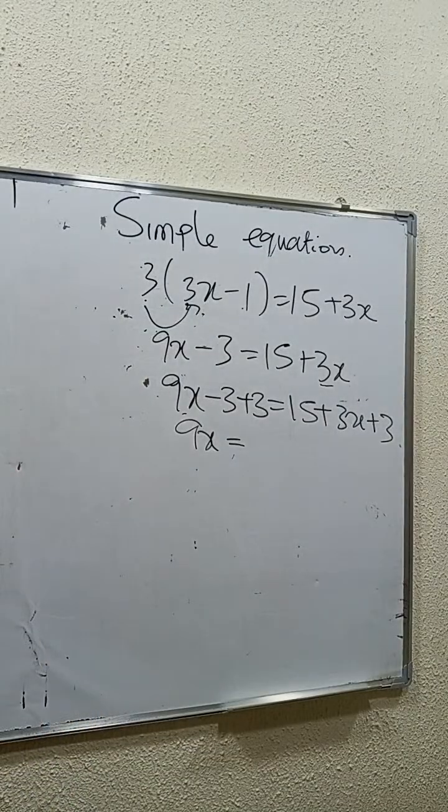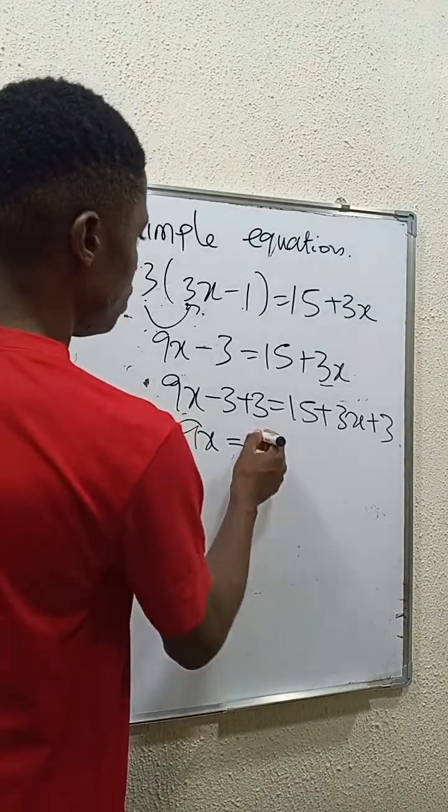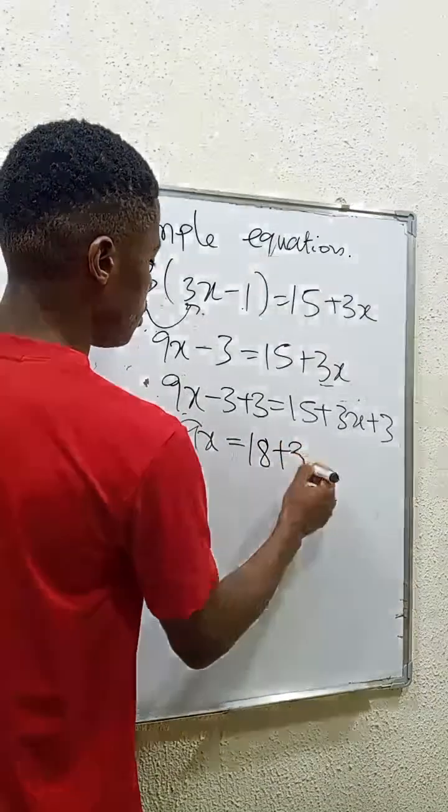What is 15 plus 3? Okay. 15 plus 3 is 18. You have it as 18 plus 3x.